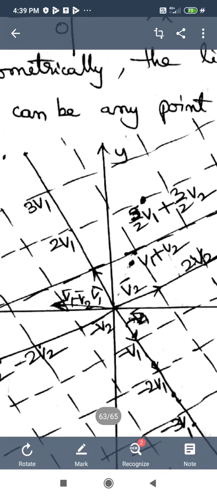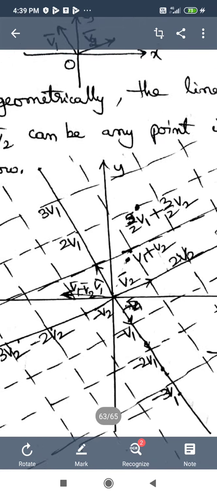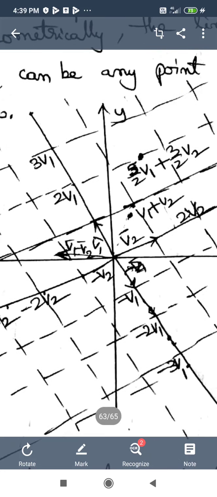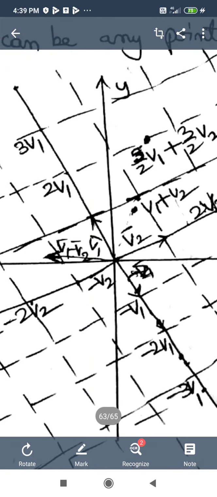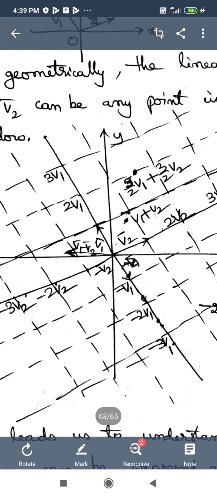And if that is so, I have just drawn some parallel lines to v2 bar on the left side of it and some on the right side of it. See what I have done here? I have just drawn some parallel lines of length v1 bar on either side of the vector v2 bar, that means both sides of the vector v2 bar, at a distance v1 bar on both sides, so that we have got so many parallel lines to v2 bar.